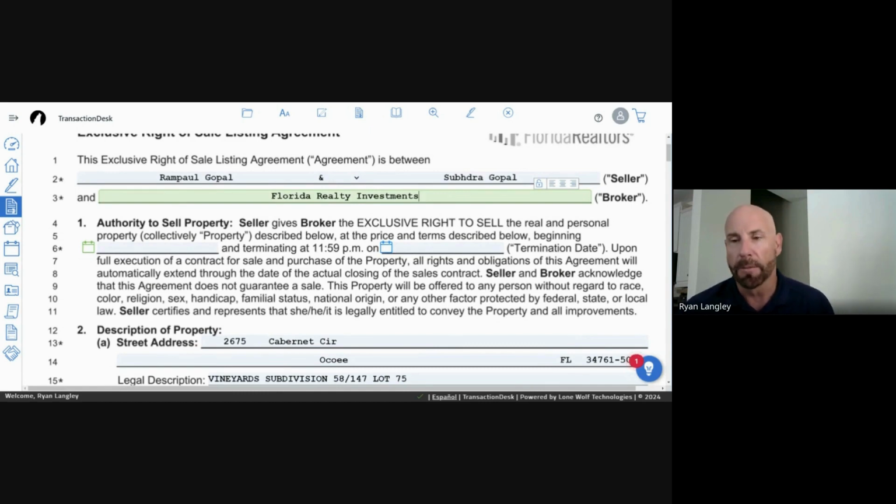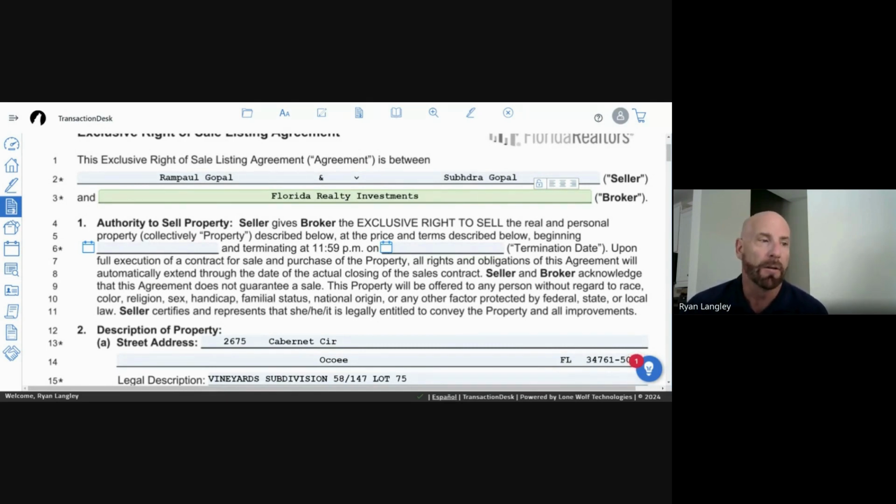I get this question a lot from you guys. This line, line 6, I don't know if you can see my cursor. Yeah, you can a little bit. This line is important. I answer this question once a week for you guys. It does not matter when they sign the listing agreement. What matters is the date here. This is the date of this agreement.